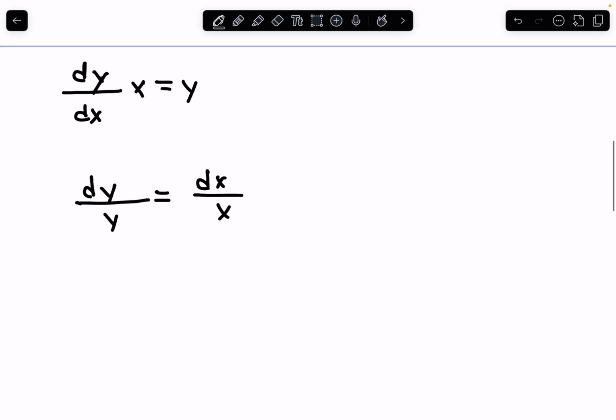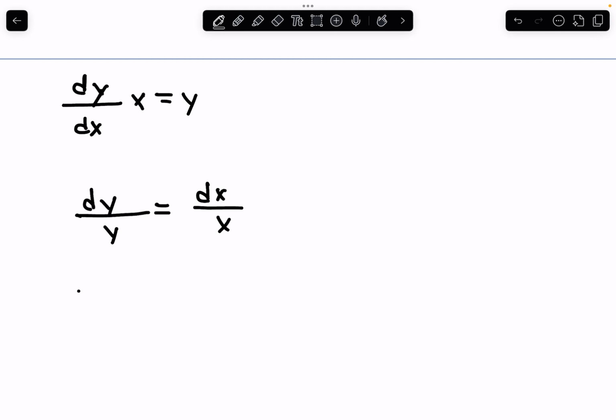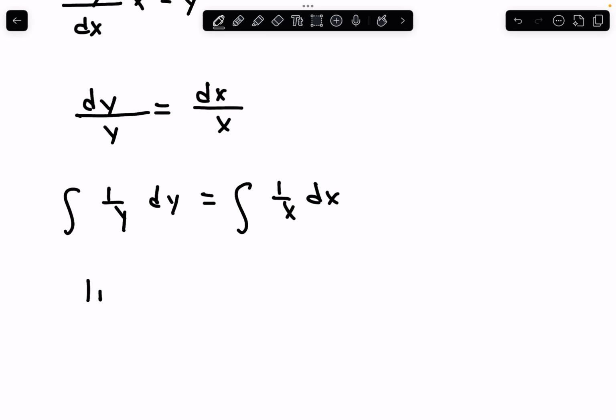Now, what should we do? Well, if you know calculus well, you'd know that derivatives and integrals are opposites, like multiplication and division, addition and subtraction. So to eliminate a derivative, you just integrate. So let's integrate both sides. So this is the integral of 1 over y dy equals the integral of 1 over x dx. We already know what the integrals here are. This is going to be ln y equals ln x.